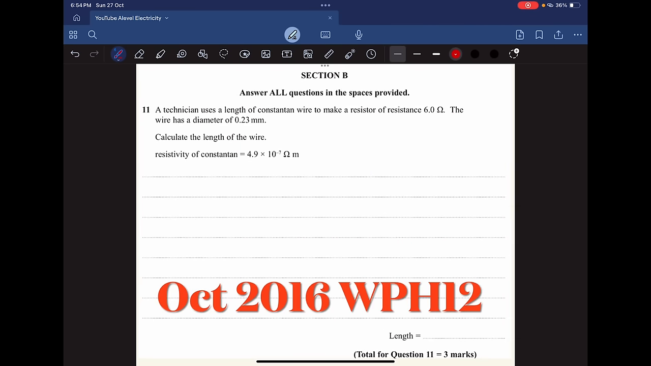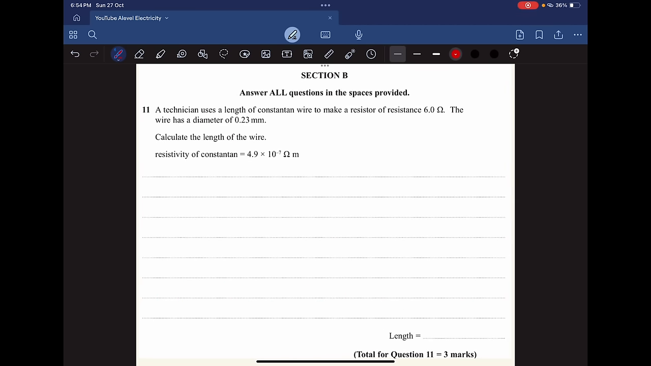A technician uses a length of constantan wire to make a resistor of resistance R, 6 ohm, and the wire has a diameter of 0.23 millimeter. This is the D. The length of the wire is unknown. You have the resistivity, which is rho. There is one equation linking the resistance, resistivity, the length, and the cross-sectional area. The examiner is asking for the length, so we need to rearrange the equation. So it is R times A divided by rho.